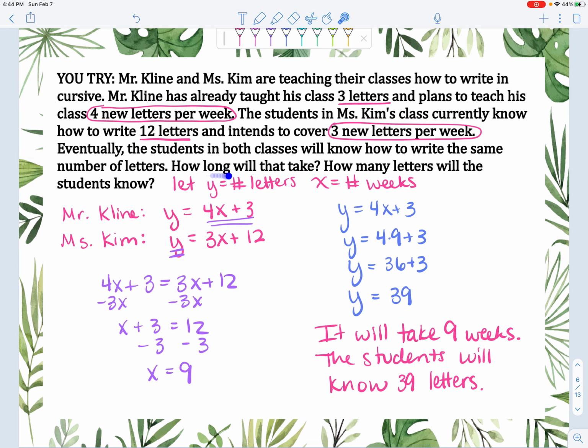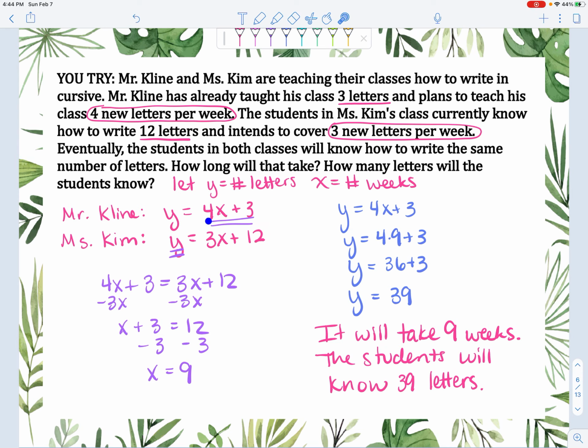How many letters will the students know? So they're asking us 2 questions here. So they actually do want both variables in this word problem. First thing I did is I defined my variables. Remember, weeks is time. If you have time as one of your variables, that's always going to be the x. That's always your independent variable. We cannot control time. It is always independent. Therefore, the number of letters will be our dependent variable.